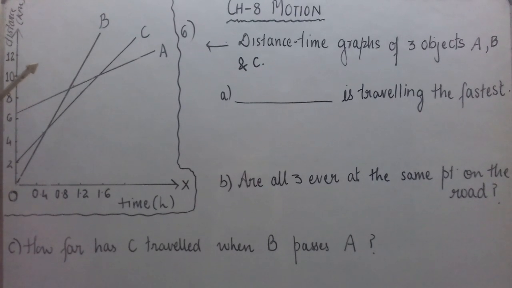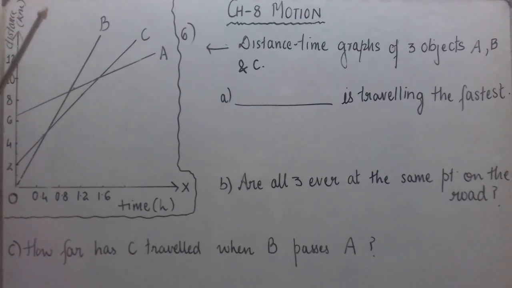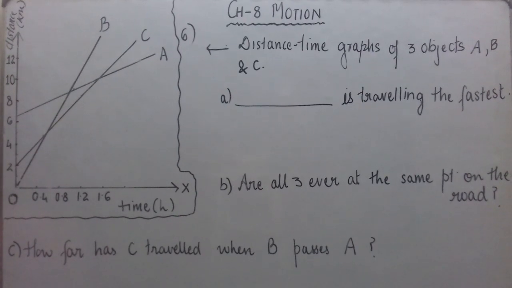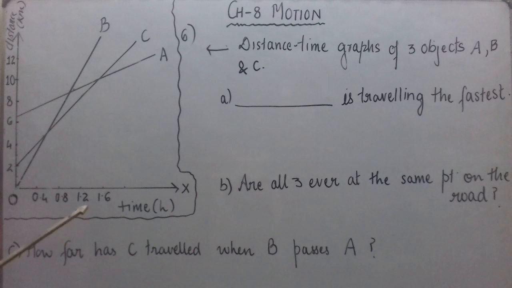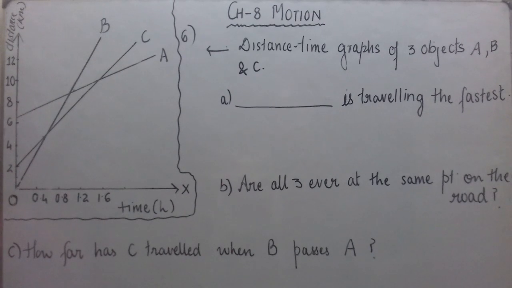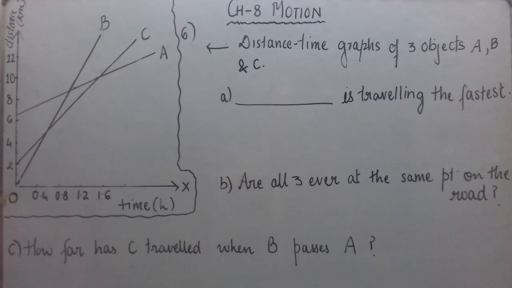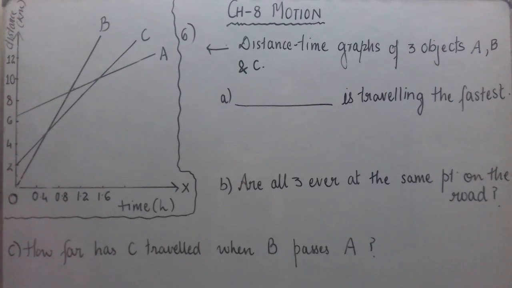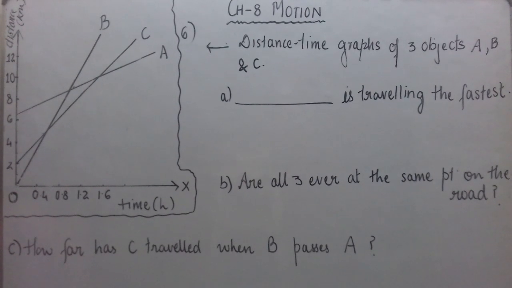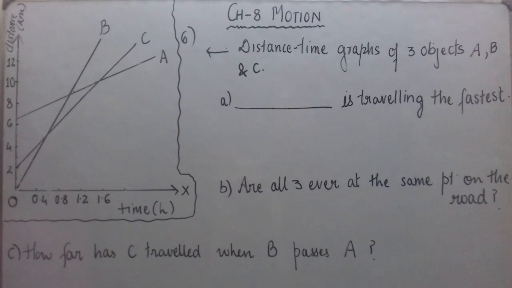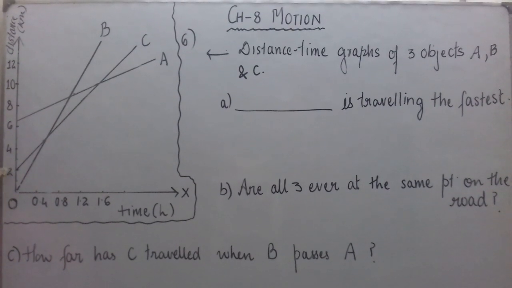But their slopes are different. It means they are tilted in different ways. See, A's graph is like this, B's graph is this, and C's graph is this. Their slopes are different. What does the slope of a distance time graph give? Speed. If the slopes are different, it means they are in uniform motion but moving with different speeds. So from the graph you know that the three objects are in uniform motion, and as their slopes are different and slope gives the speed of the object, the three objects are moving with different speeds, and their starting points are also different.